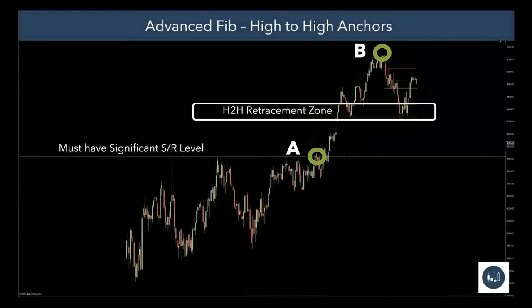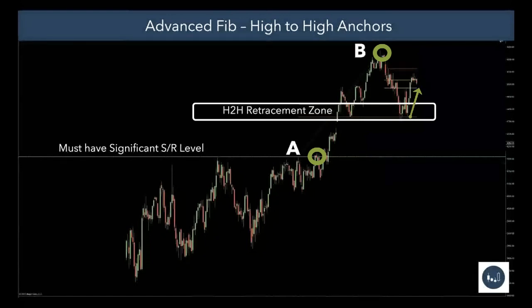Now, when I'm using advanced fibs, the color symbols that I use are orange, so I know they're high to high. Only in this case, when you're doing advanced high to high or low to low that we'll see in the next screen, you're only going to use the 50 and the 61.8. We turn the other levels off. And so you see in this high to high, we got a nice retracement.